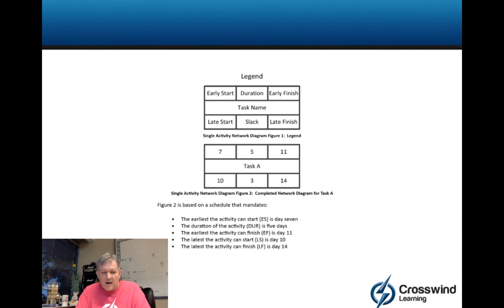Now, from a test perspective, they could ask you what one of these numbers are. As long as you have 3 numbers, you could calculate any of the other 3. They could ask you to analyze the activity, and the answers might be things like it has a duration of 5 days, slack of 3 days, it's on the critical path, things like that. This is not on the critical path. Slack would have to be 0 for that. But those are the sort of things that it would be good to be able to analyze.